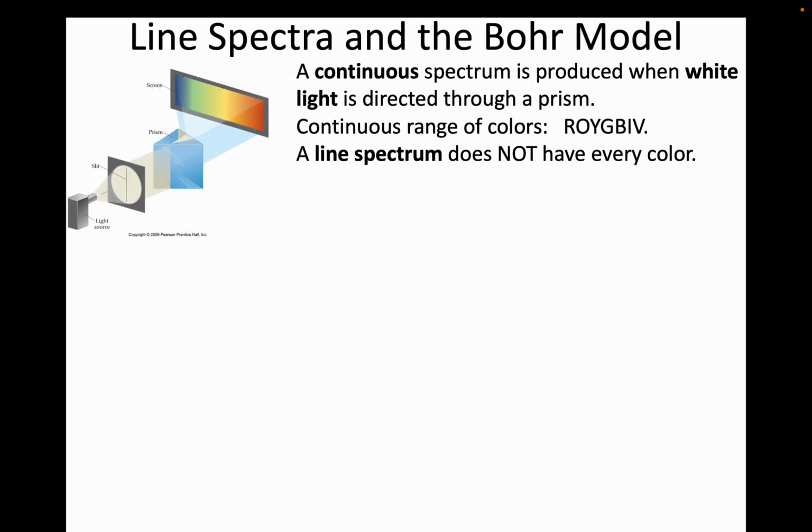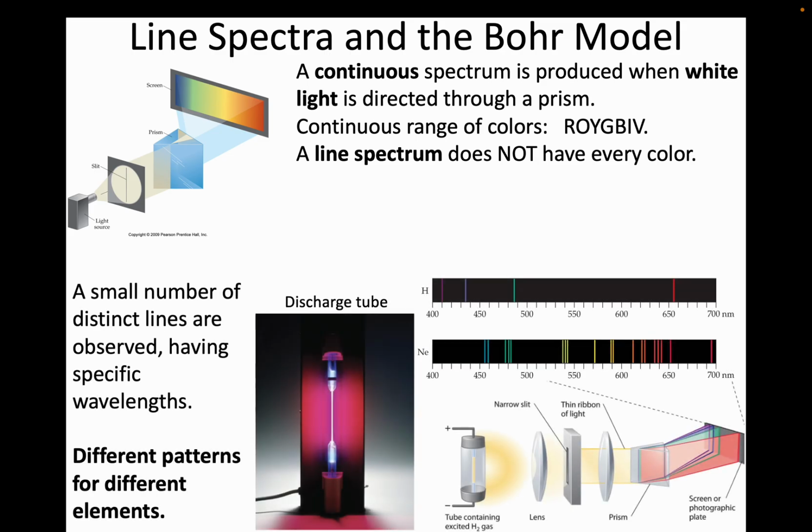So what do we mean by a line spectrum? A continuous spectrum of light is produced when white light is directed through a prism. If you have a light source that includes all of the colors, when you send it through a prism, the resulting screen will show all of the colors, ROY G. BIV. A line spectrum, however, does not have every color. How would you generate a line spectrum?